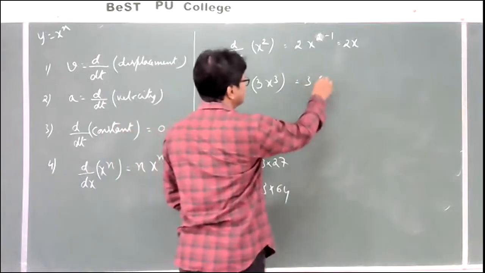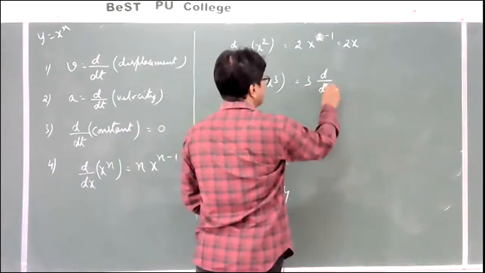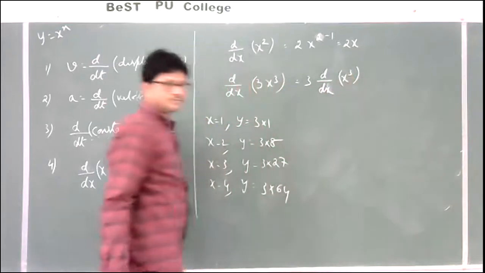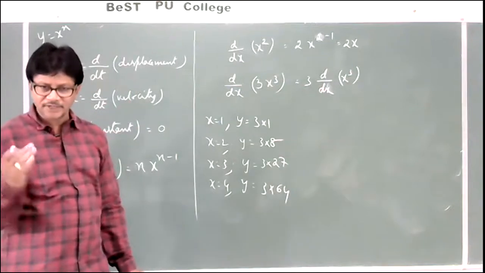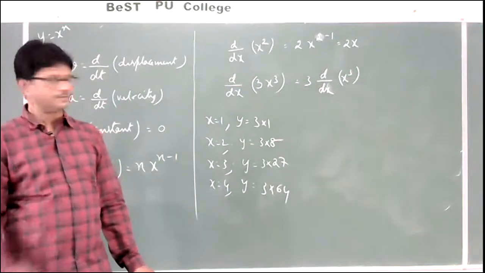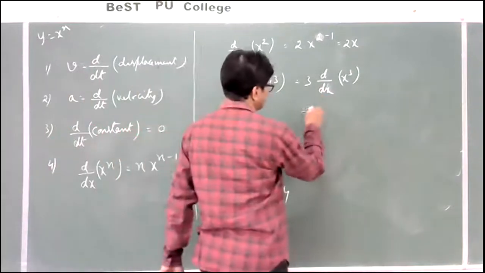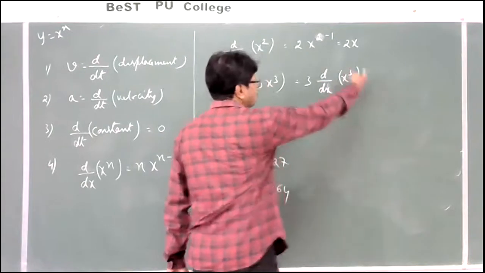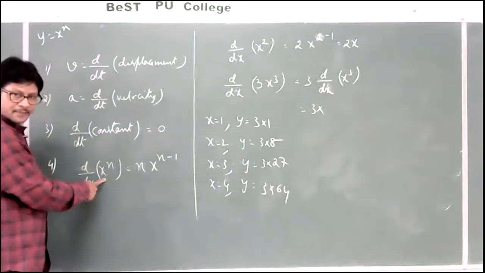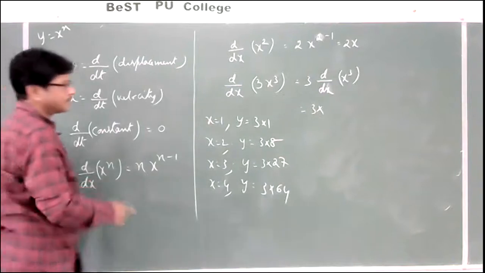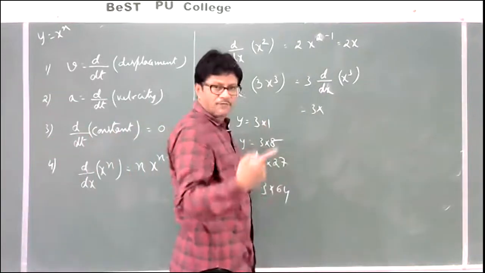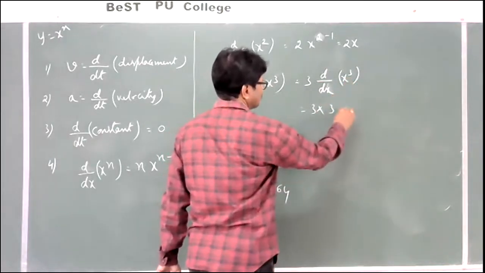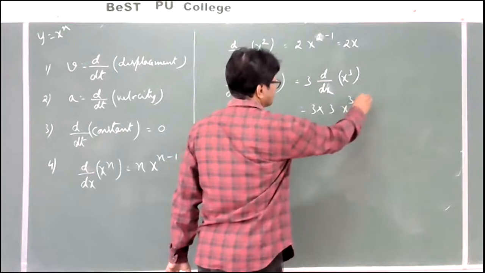So 3 into d by dx of x cube, ಬರಬಹುದಲ್ಲ 3 into d by dx of x cube, so which is equal to 3 into again x cube in the form of x to the power of n. What to write? n into x to the power of n minus 1, n ಜಾಗದಲ್ಲಿ 3 into x to the power of 3 minus 1.